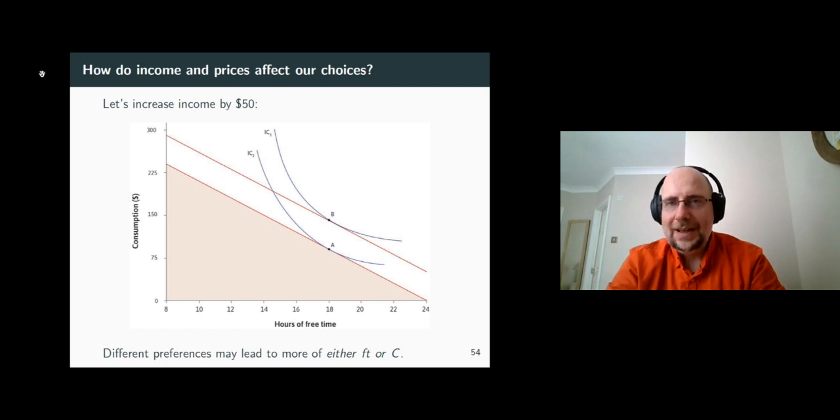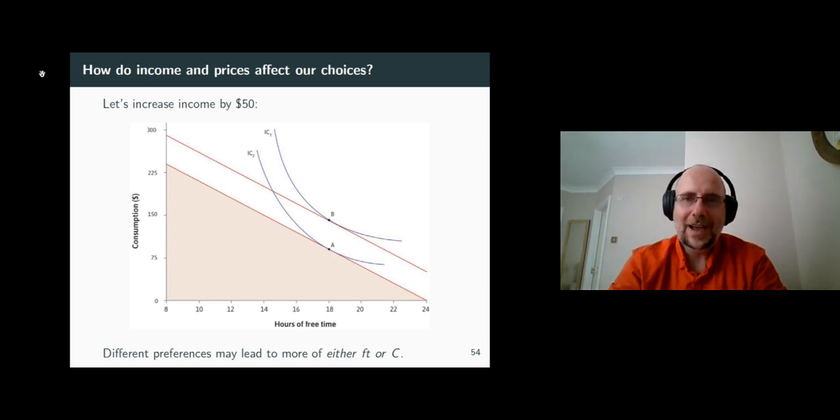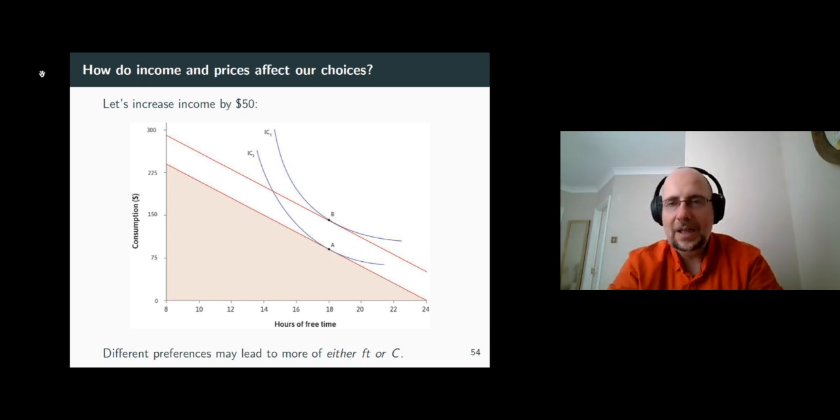But notice that now her old optimal point A is no longer optimal. This means she can hop on an entirely new indifference curve and be happier than before. She's happier because she can have both an extra hour of free time and some more money to spend. This is great, isn't it?